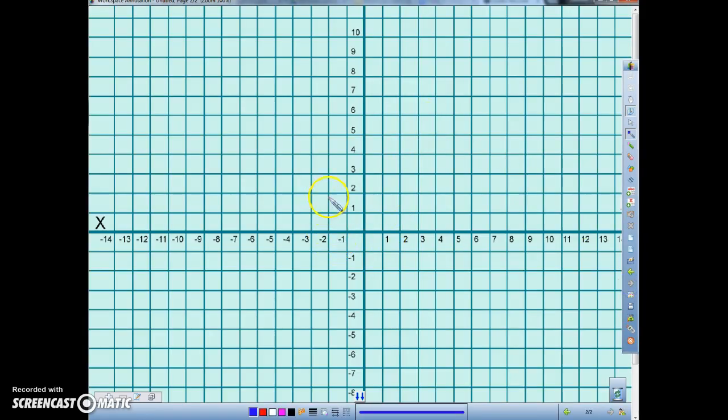So at -2 it's +2. -1, +1, 0, 0, 1, 1, 2, 2. And so now you see what your graph looks like. So you can go ahead and make your points. Absolute value always looks like a V.